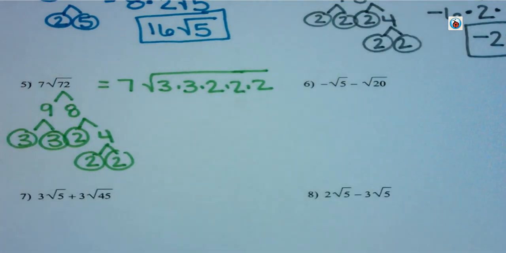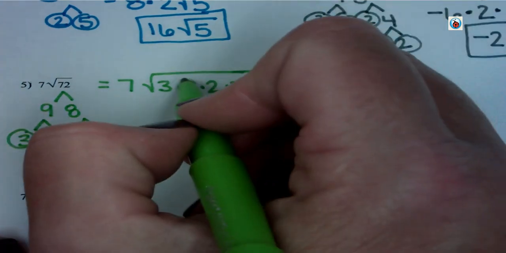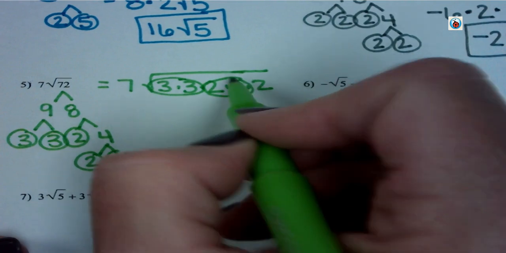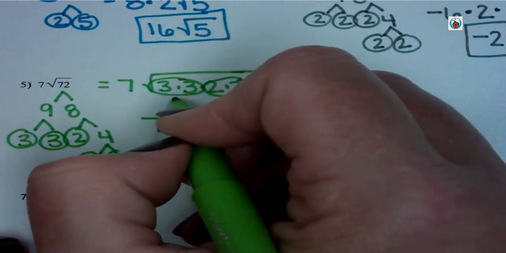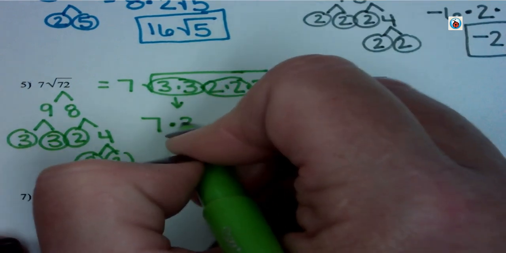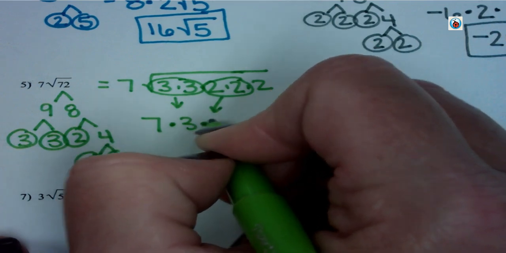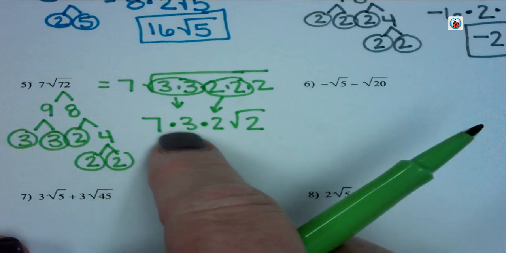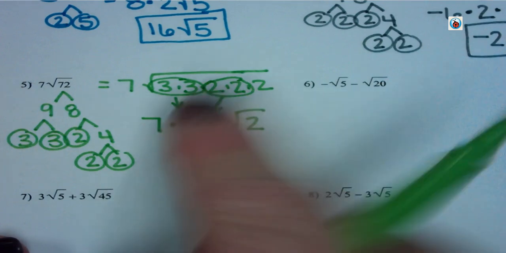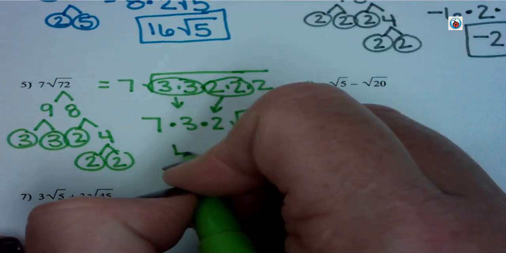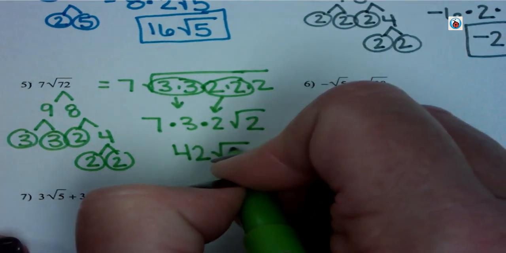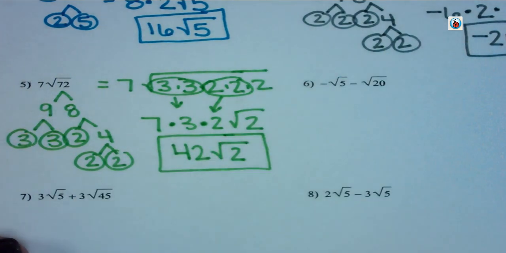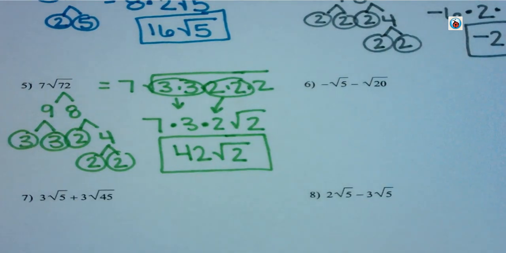Okay, now I have everything to primes, so I'm going to circle my pair. I have a pair of 3s, and I have a pair of 2s. So don't forget your 7. Then we're going to bring down our 3. We're going to bring down our 2, and then we have this 2 sitting at home. So 7 times 3 is 21. 21 times 2 is 42. Radical 2.